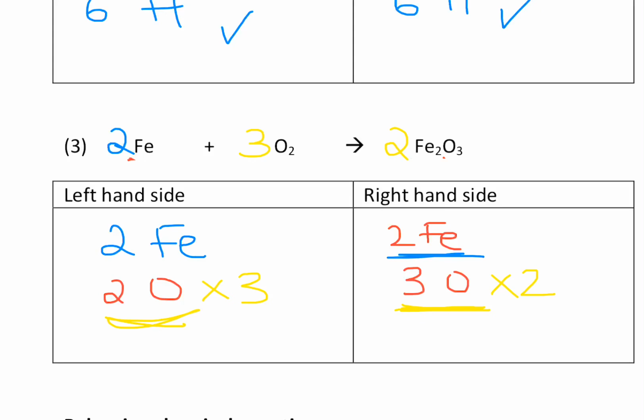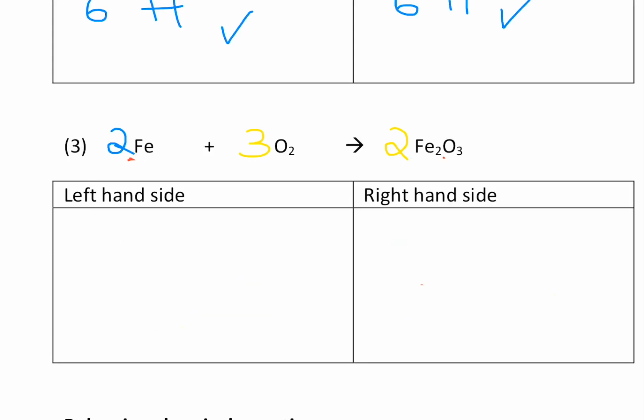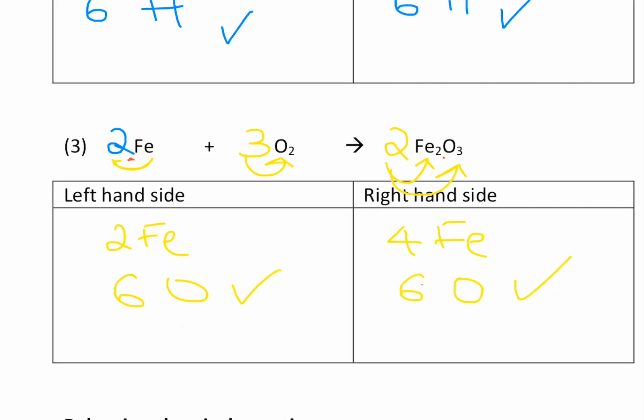And because I've changed the numbers, I will count everything again. So here I still have 2Fe. Here 3 times 2, 6 oxygen. Here 2 times 2, 4Fe. And here 3 times 2, 6 oxygen. So oxygen is balanced, but the Fe is not. So what I will do, I will multiply this actually by 2. So 2 times 2 actually gives me 4. So there should be 4Fe. So it means that I wrongly balanced at the beginning. So I will change this and I will put a 4 now.